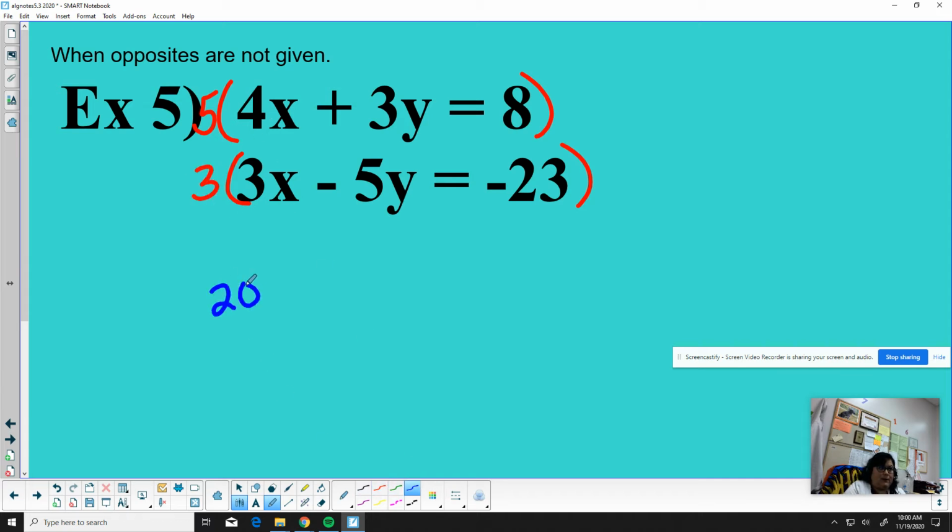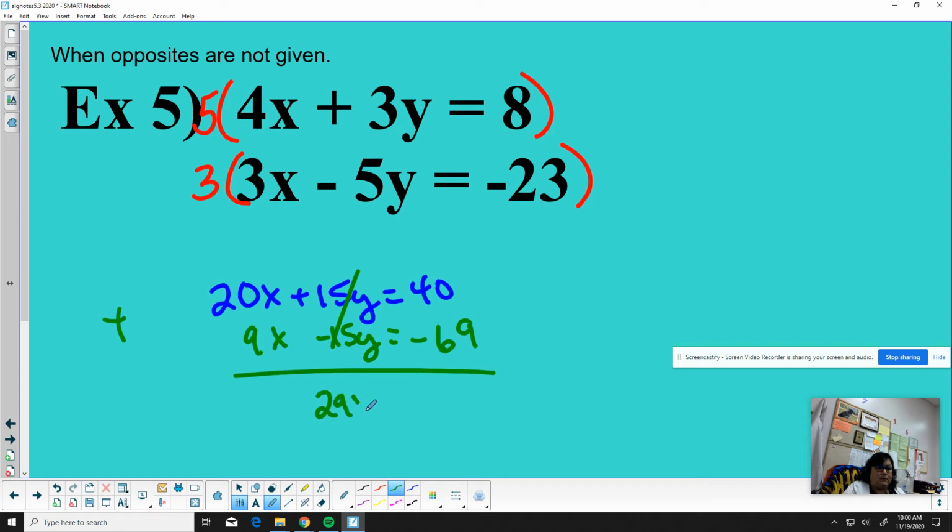Okay, so that would be 20x plus 15y equals 40. And the other one would be 9x minus 15y equals negative 69. The y's cancel because remember I'm combining them. So this is 29x equals negative 29. Then if I divide both sides by, actually just by 29, x is negative 1. So my first term is negative 1.